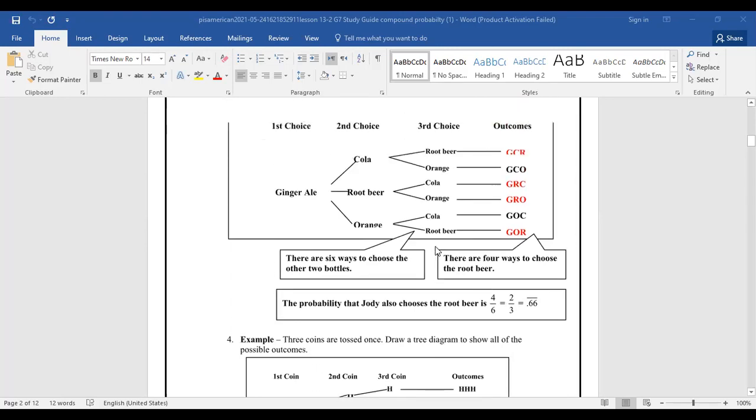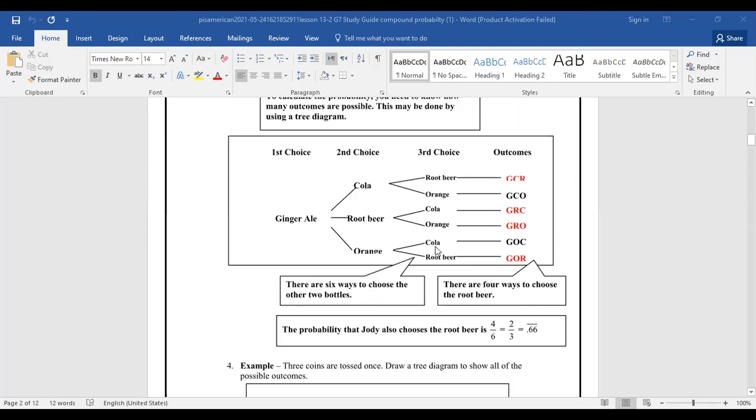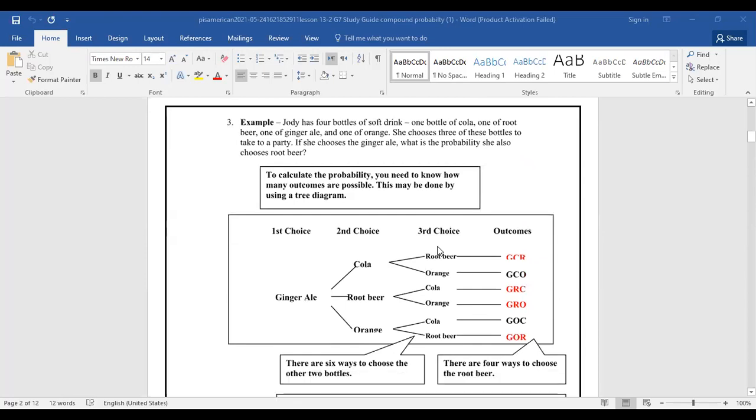So we want now to make a chart to represent her choices, and then we will answer the question. So we said that she has 3 choices: first choice, second choice, and third choice. What's her first choice? Ginger ale, yes. Then she chose at the beginning ginger ale.